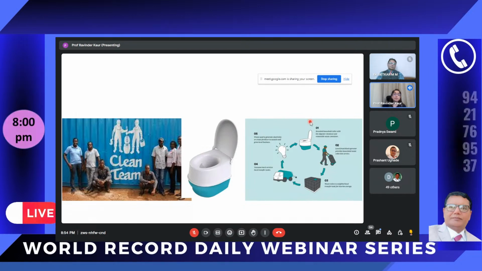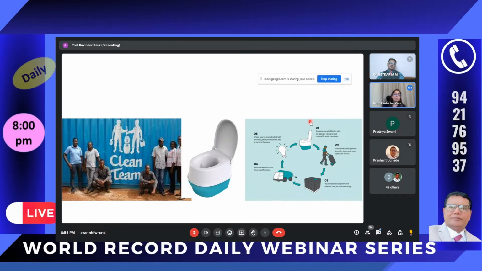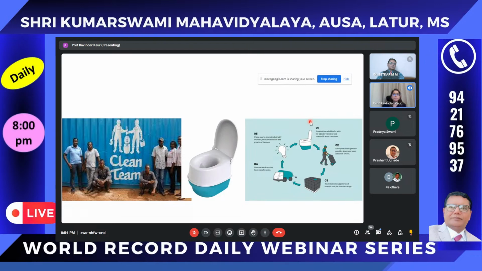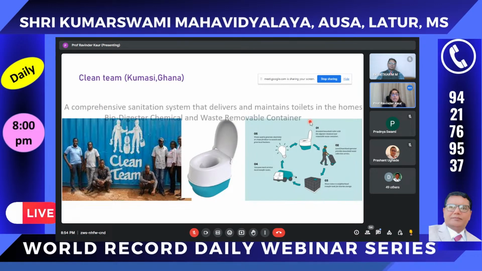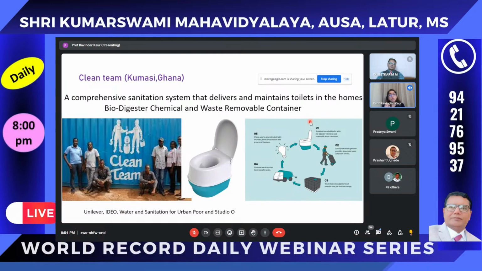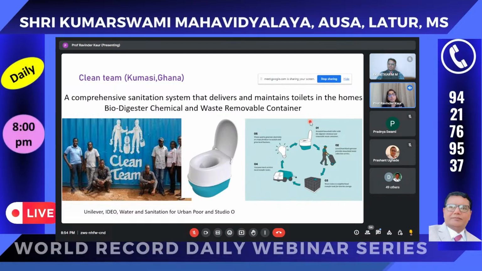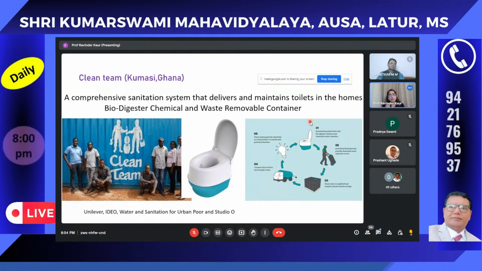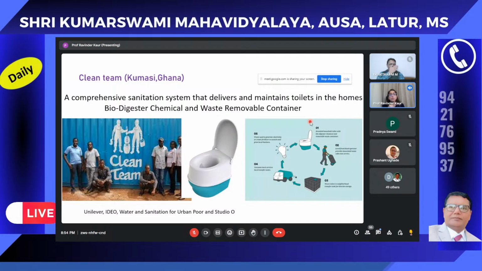So in Ghana, there was either a public toilet and people would be in long queues trying to go for the toilet, and obviously there would be spread of diseases because of this problem. So the IDEO team came up with Clean Team, along with Unilever, a portable toilet which could be installed. They installed it free of cost in the houses and would take charges on a subscription basis to take the waste, maybe once in 3 days or once in 5 days, depending upon how much usage there was.